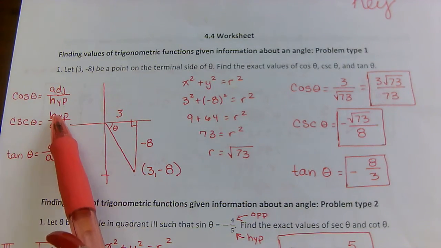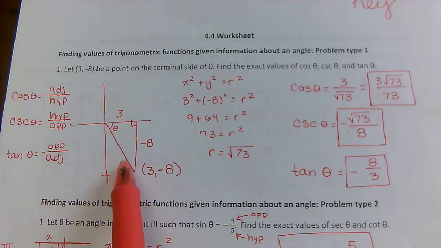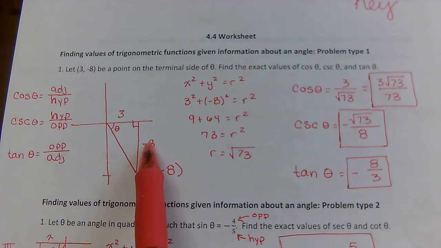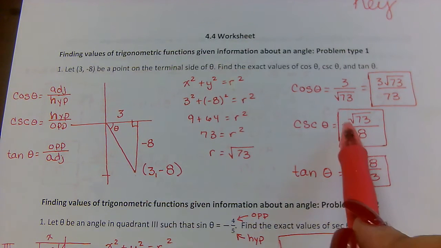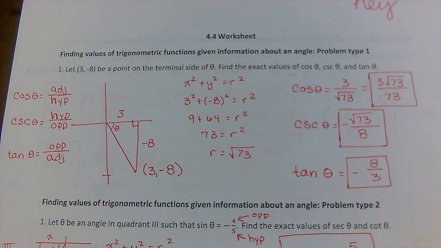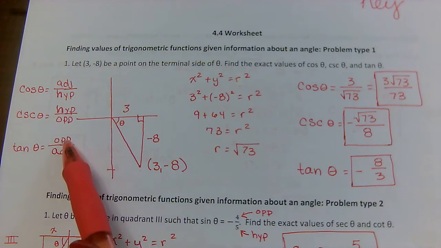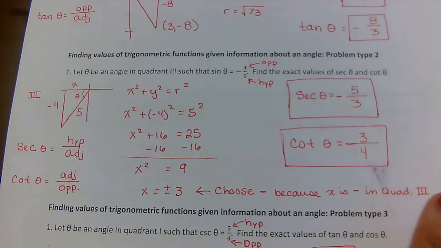For cosecant, it's hypotenuse over opposite. Remember, it's the reciprocal of sine, and sine is y. So you're going to be using r, which is the square root of 73. Opposite of the angle is -8. So you would have negative square root of 73 divided by 8. The negative is assigned to the entire ratio, not just the numerator or the denominator, but it did come from the denominator. And then tangent is opposite over adjacent. Opposite is -8 divided by the adjacent, which is 3.